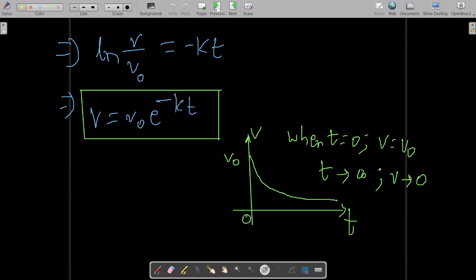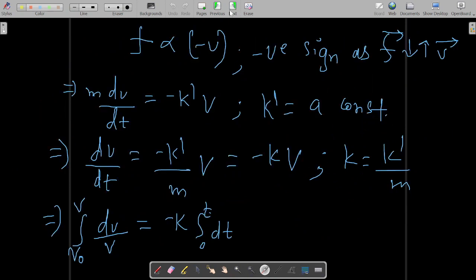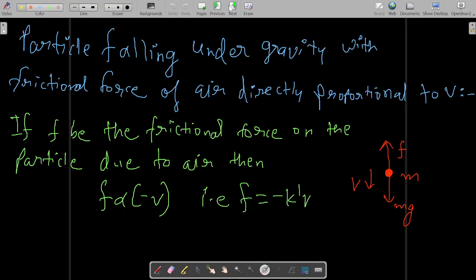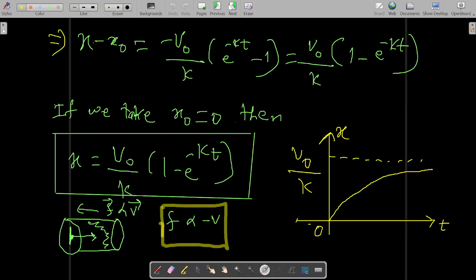Now I give you a homework. Suppose this is v square over here. Suppose your resistive force is proportional to v square. Then what changes will come in the expressions? All those things you have to find out yourself. You should also draw the graph along with that.